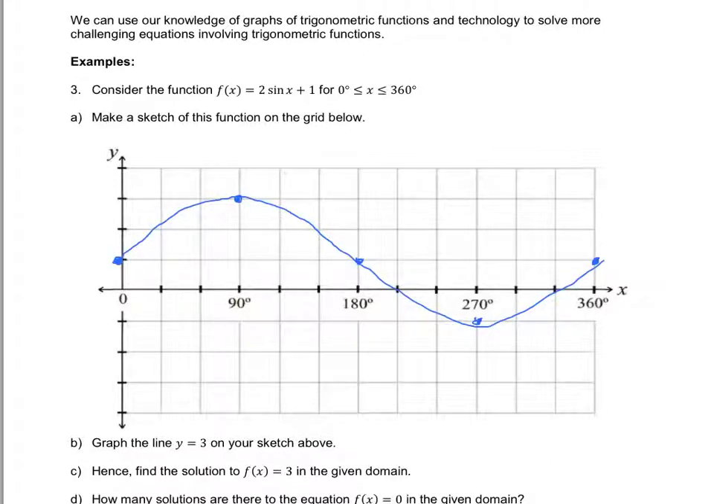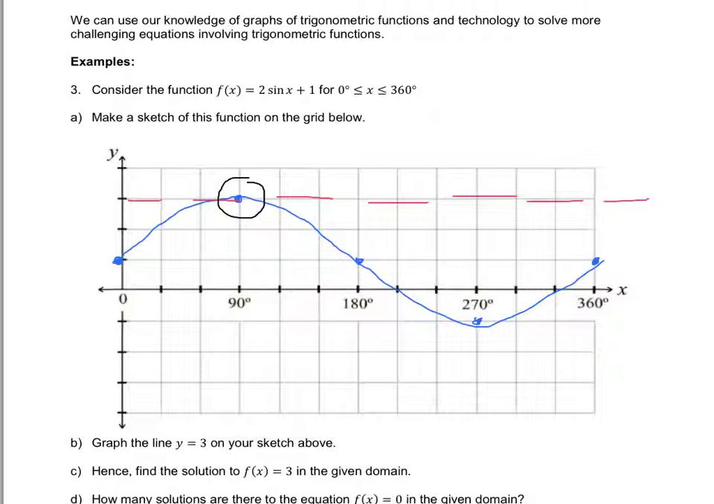Okay, so here in blue you'll see my f of x function. I had a principal axis of 1, an amplitude of 2, and this is the graph that I received. The next part asks you to graph the line y equals 3 on the sketch. So I'm going to do that here in red. So here is my line y equals 3. And you'll notice right away it says then find where f of x, or the function, is equal to 3. So right here you'll notice that the function equals 3 at 90 degrees.